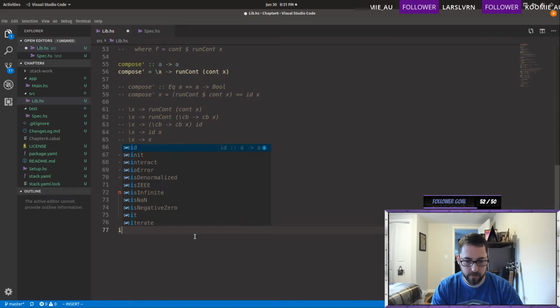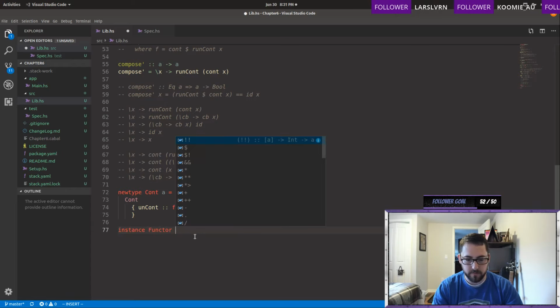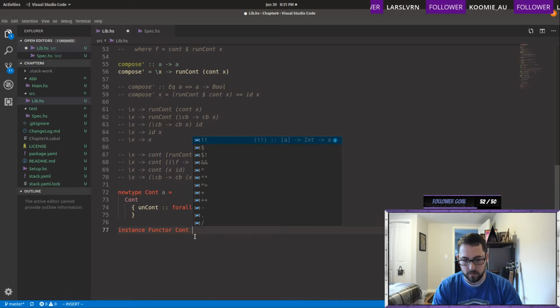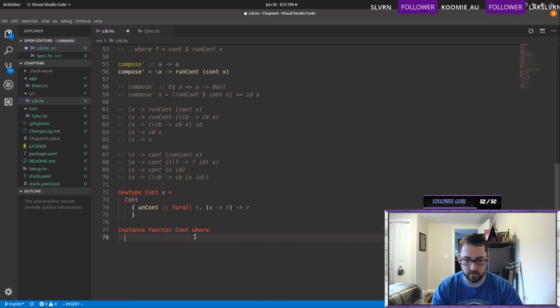Okay, so apparently we are going to define a functor instance for this new type.